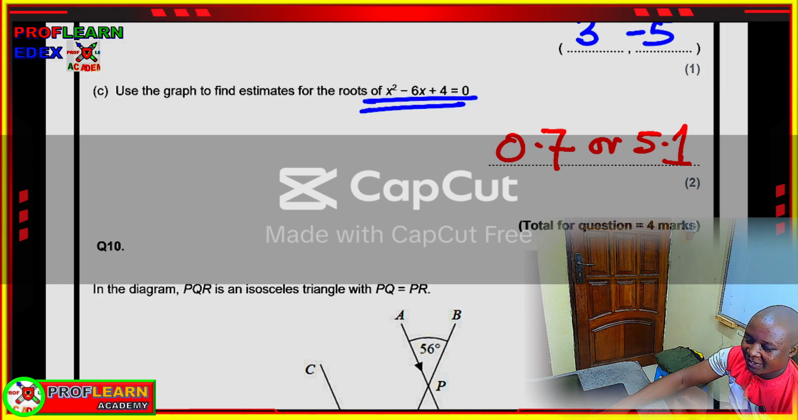All right, so that's what we are supposed to do as far as the roots of a function, a quadratic equation, is concerned.